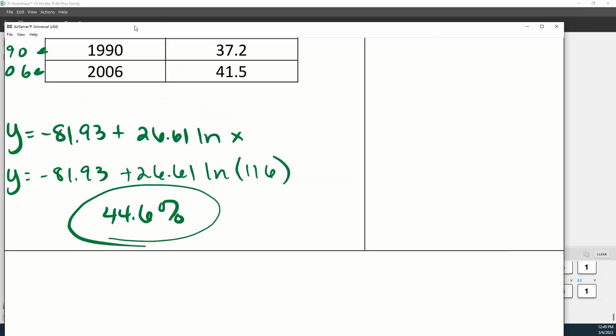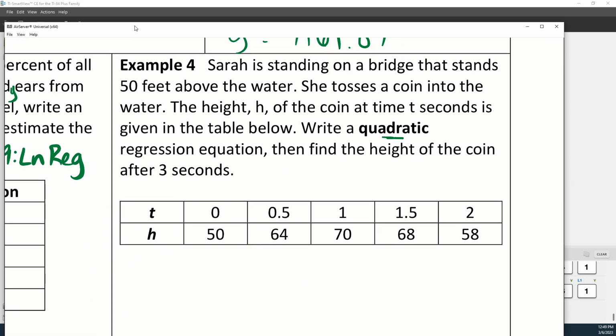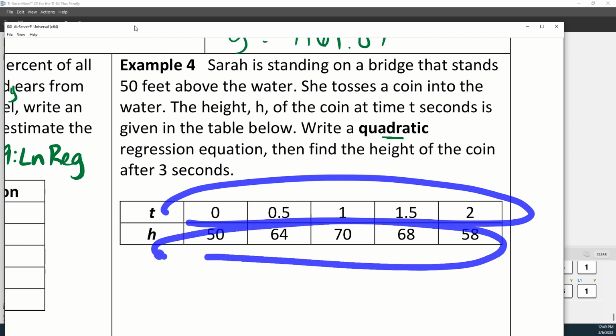Everybody else, go ahead and put this data in for example 4. Put it in the calculator. Even though it's horizontal data, go ahead and do it vertically. So all of these numbers put in list 1, and then all of these numbers put in list 2.